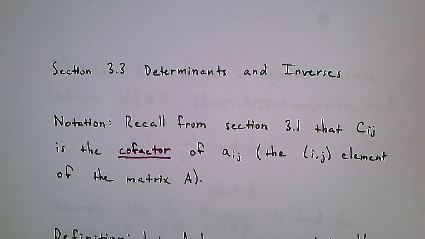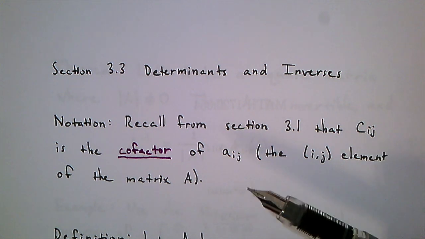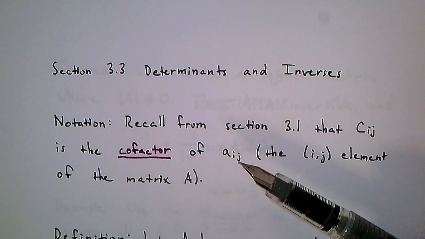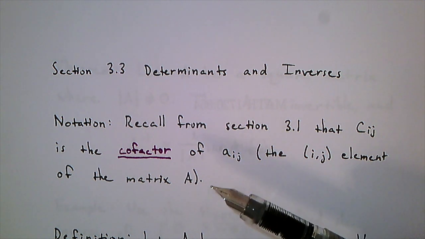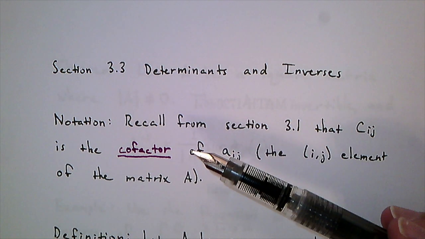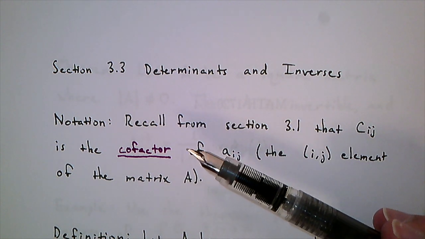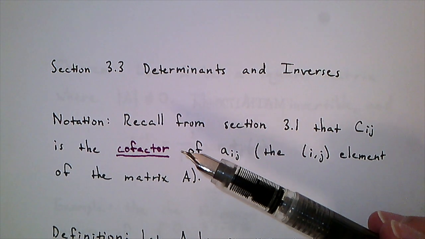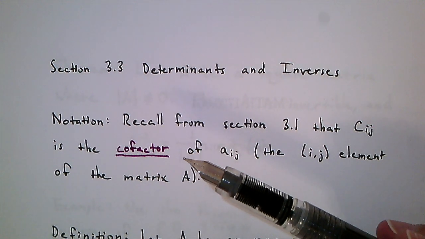Before we get started with the section, I want to remind you of some notation from section 3.1 that we covered a bit earlier, and that's this notation for the cofactor Cij corresponding to the element Aij of a matrix A. So if you don't remember what a cofactor is, now would be a good time to go back and look at your notes or a previous video to remind yourself of what those are.